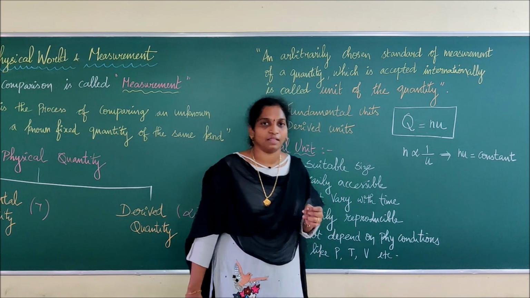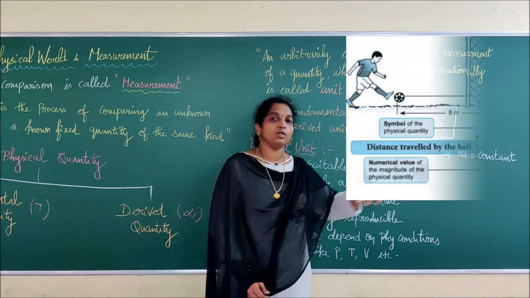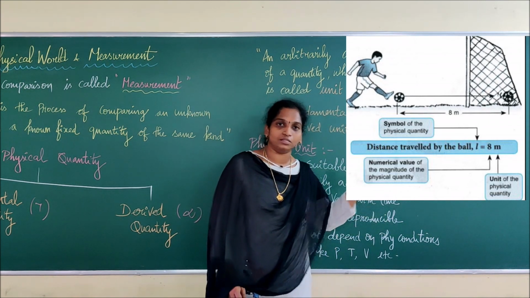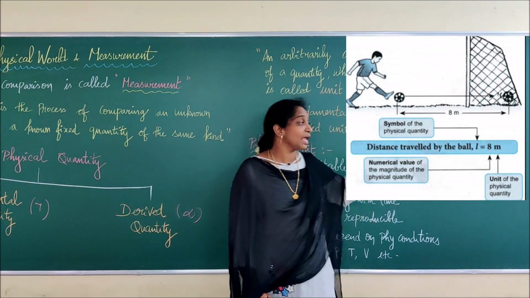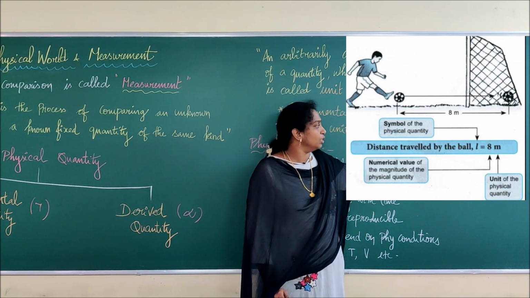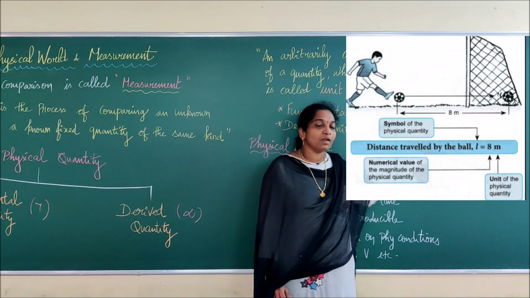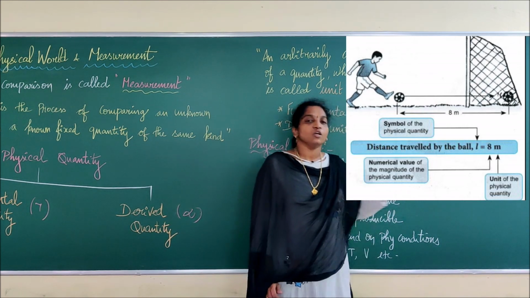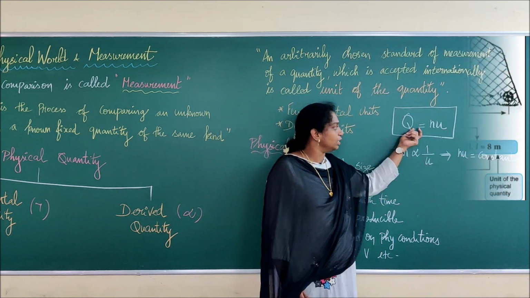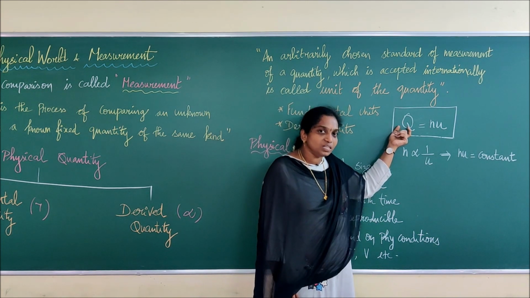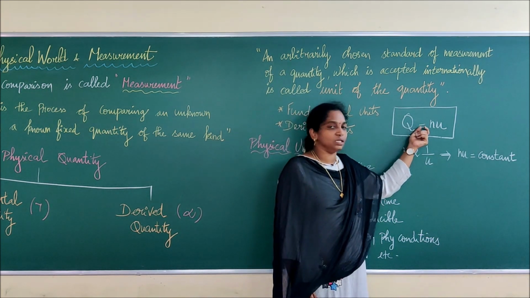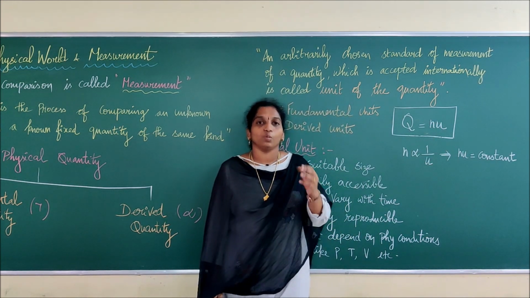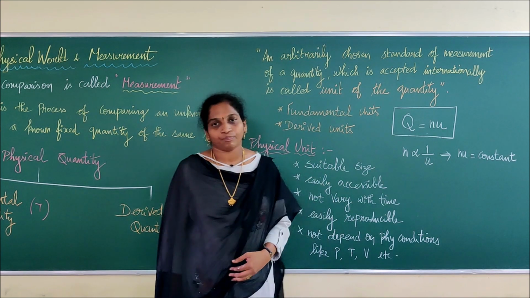For example, if there is a ball and the ball's distance is 8 meter, then I can say that the distance of the ball, L, is equal to 8 meter. L represents the physical quantity, the distance. The 8 represents the value, the magnitude. U represents the unit, meter. Can you understand that? This is the way we represent a physical quantity.